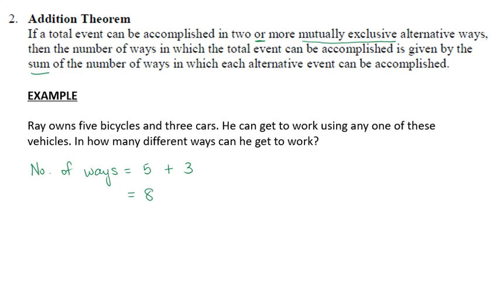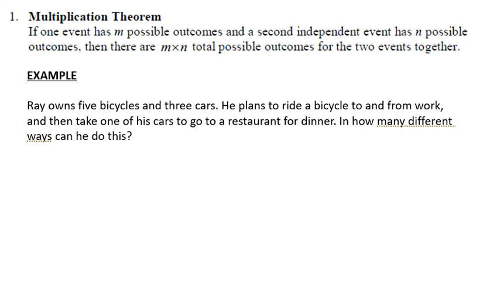Nice and simple, straightforward. Rule number 1 now, which is the multiplication theorem or principle, says if one event has m possible outcomes and a second independent event has n possible outcomes, then there are m times n total possible outcomes for the 2 events together. So this one is about multiplying. The first one was about adding for an or situation. This one is multiplying for an and situation. We multiply.